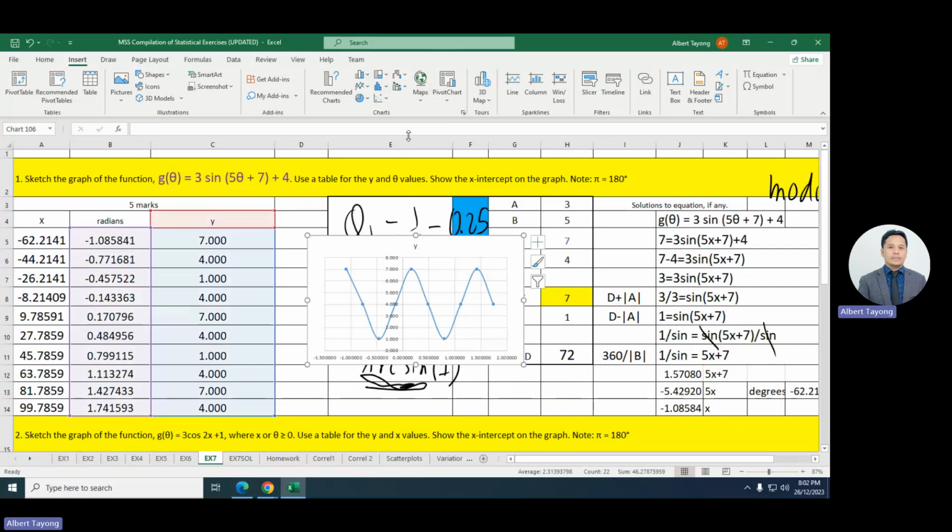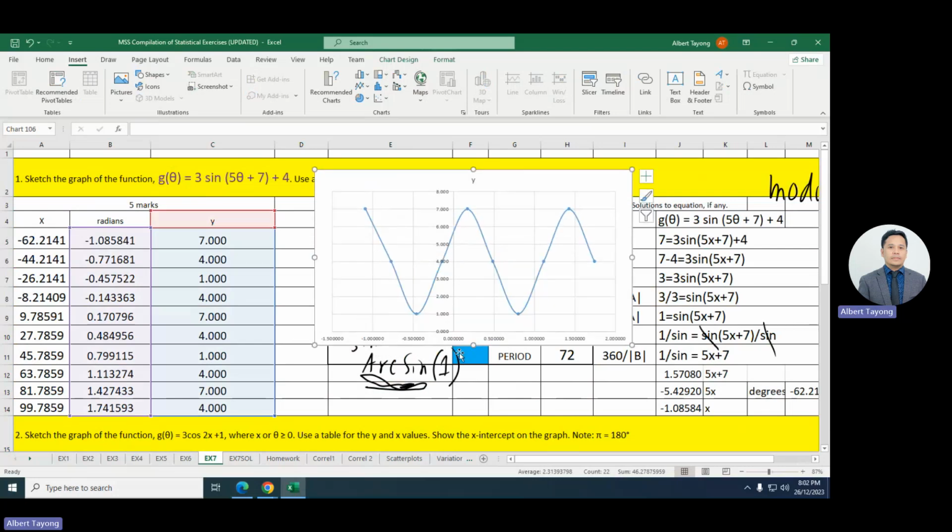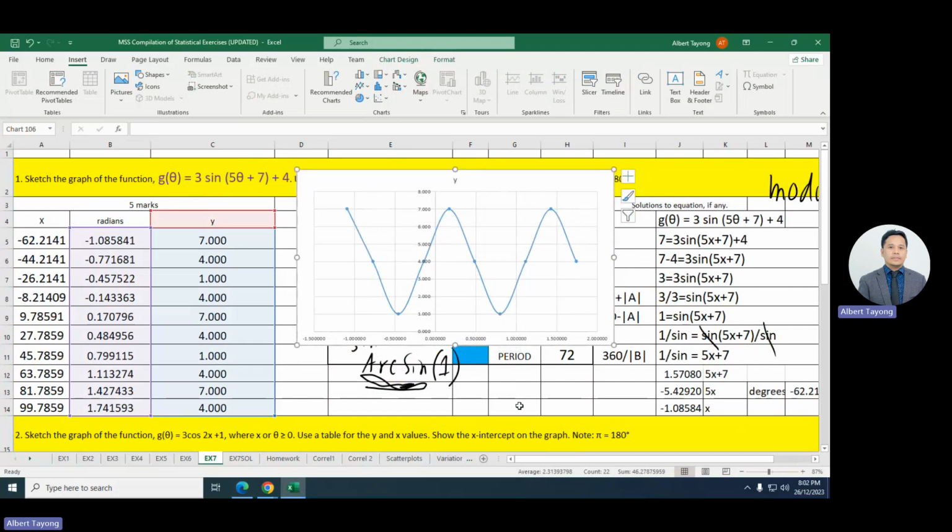Insert. Scatter the second one. Okay, guys, is it touching the x-axis or no? Where is the x-axis? Here, right? So right here below, no x-intercept.